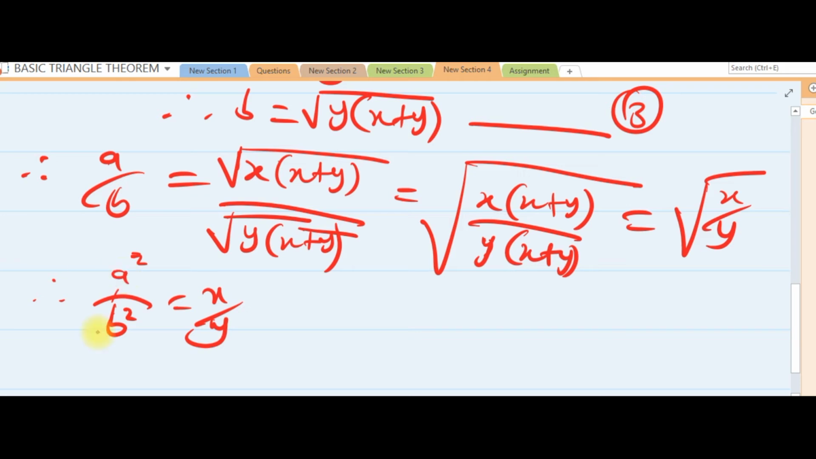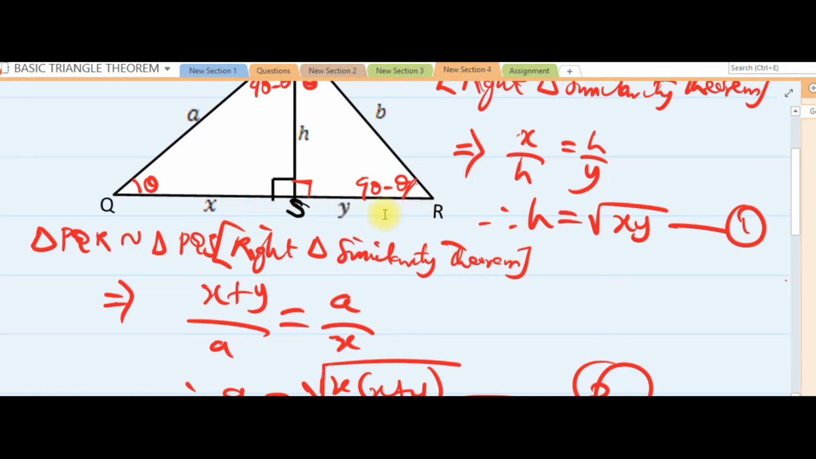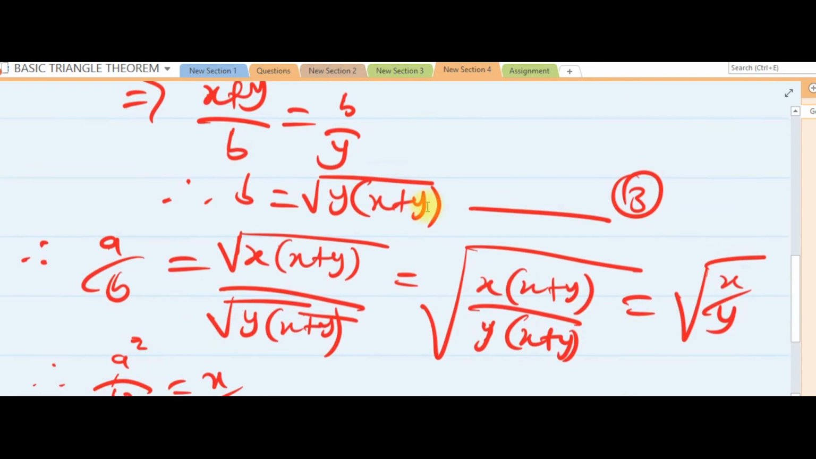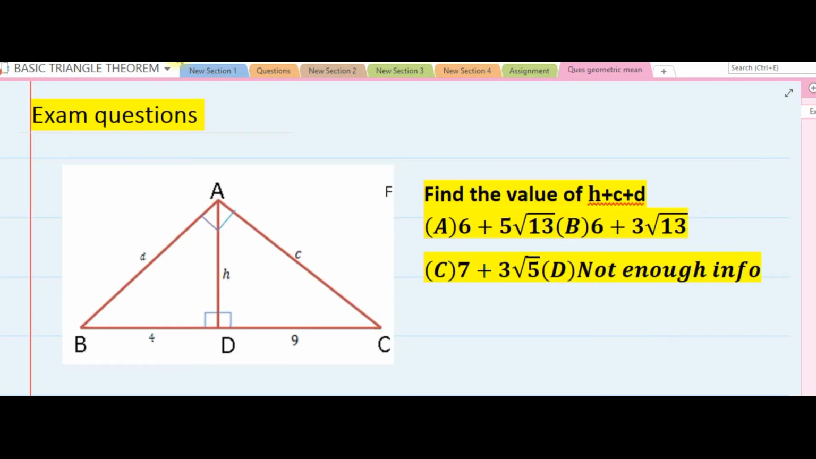So it's possible, again, very, very important, that we might be given x and y. We're asked to find a over b. It's very, very possible. So let's now go over to some questions. Okay, these are some exam questions we are going to solve now using what we've learned, the geometric mean of triangle.